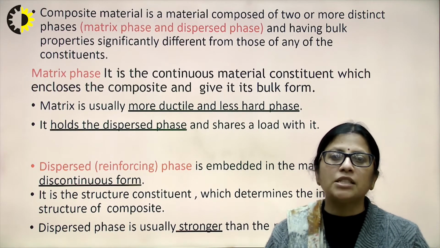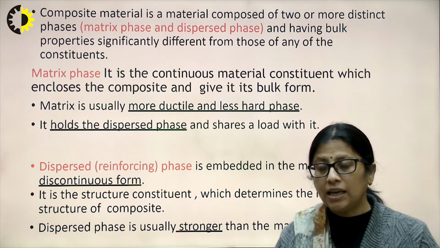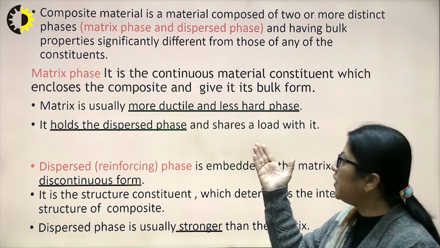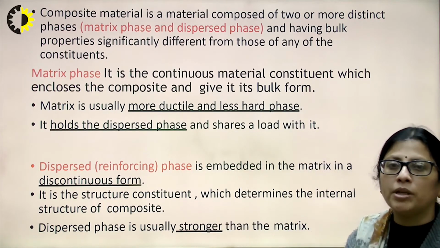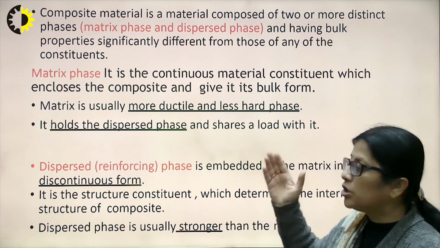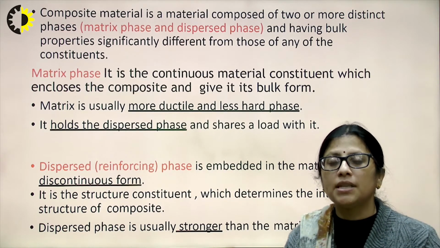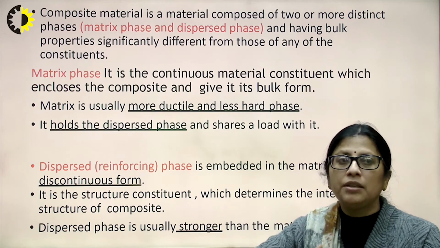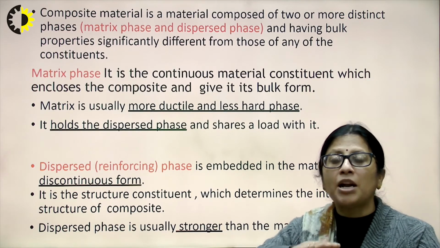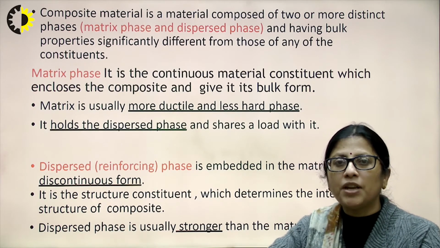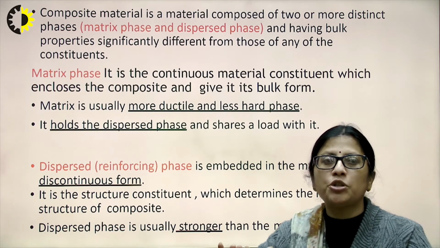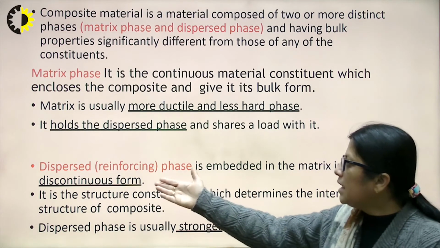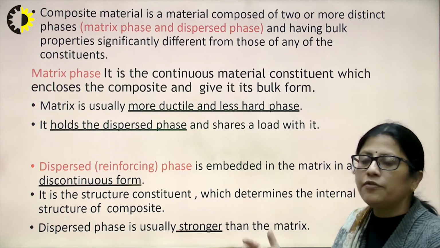So the matrix is usually a more ductile and less hard phase, and it holds the disperse phase and shares a load with it. By saying this shares a load with it, I want to say that when we apply pressure on the composite material, the pressure is taken by the matrix phase, and this matrix phase evenly distributes the pressure to the disperse phase.